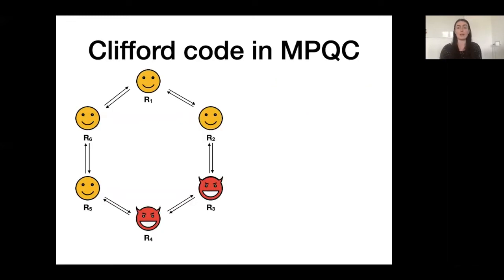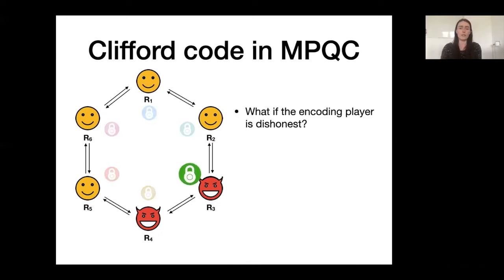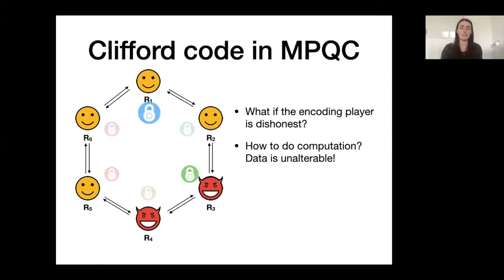So now the question becomes, how can we use the Clifford code to achieve MPQC? As I already mentioned, the basic idea is to have all players encode their inputs into the Clifford code. But immediately some questions arise with this. First of all, what can we say about the encoded inputs of a dishonest player? How can we trust that this state is actually a valid encoding? And secondly, an authentication code is used to guarantee that the data cannot be altered. But in MPQC, we actually want to alter the data because we want to perform a computation.